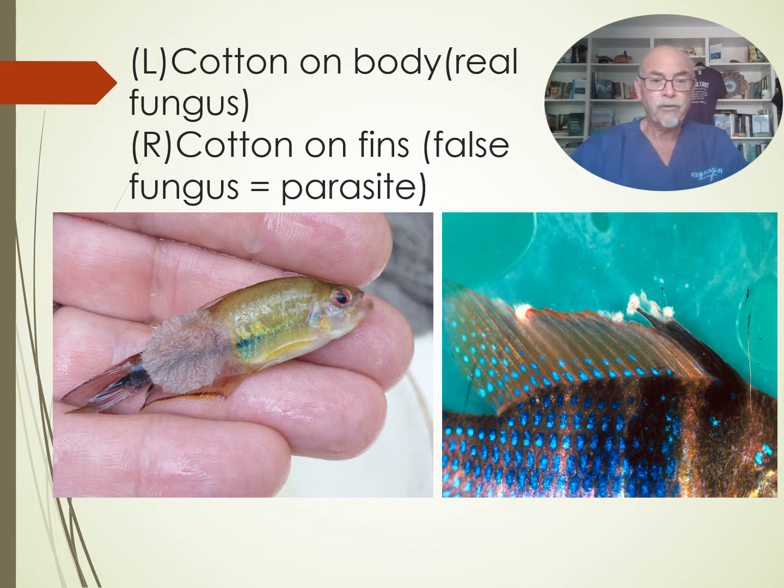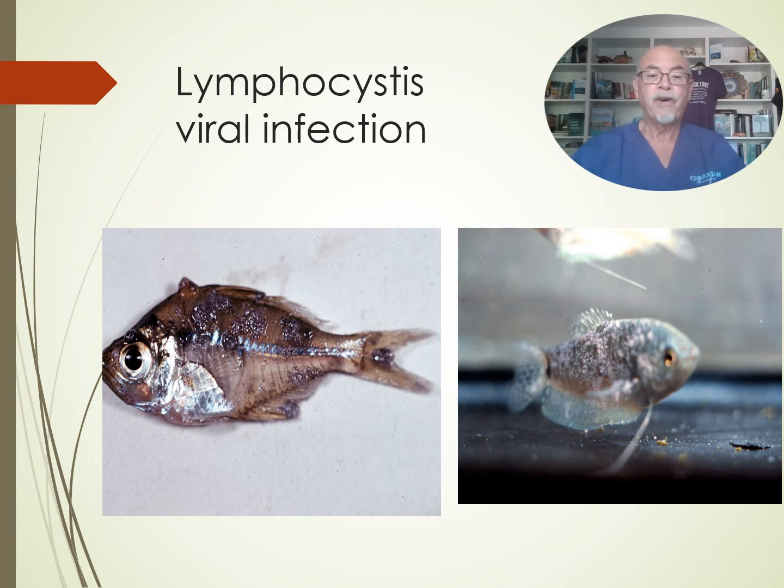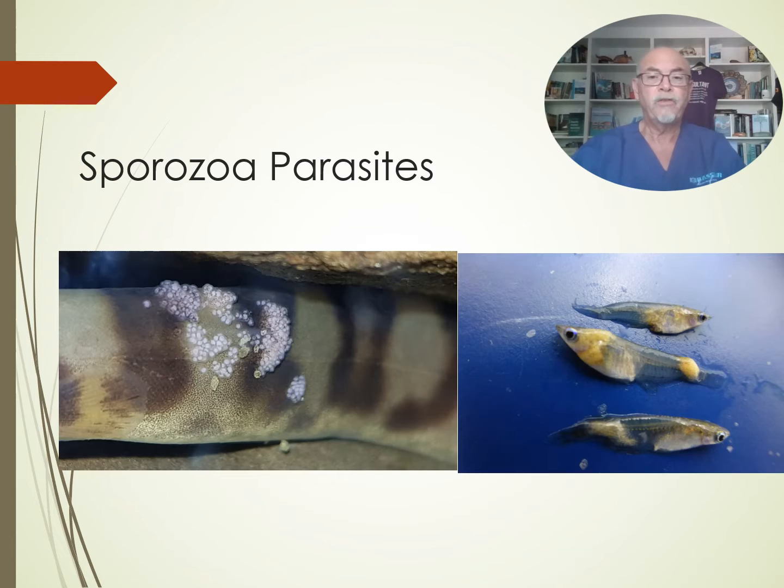And then the cotton on the body, yes, the real fungus here on the left. And here the false fungus, which is a parasite. Yes, a microscope can help you determine because it's a different treatment. Lymphocystis is a viral infection. Look at the weird looking chanda here, glassfish. Or all the spots here, which is a viral infection causing those white spots, strange lymphocystis.